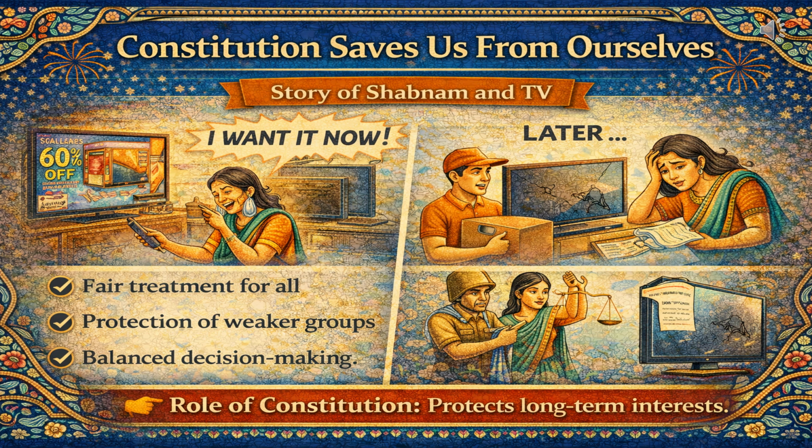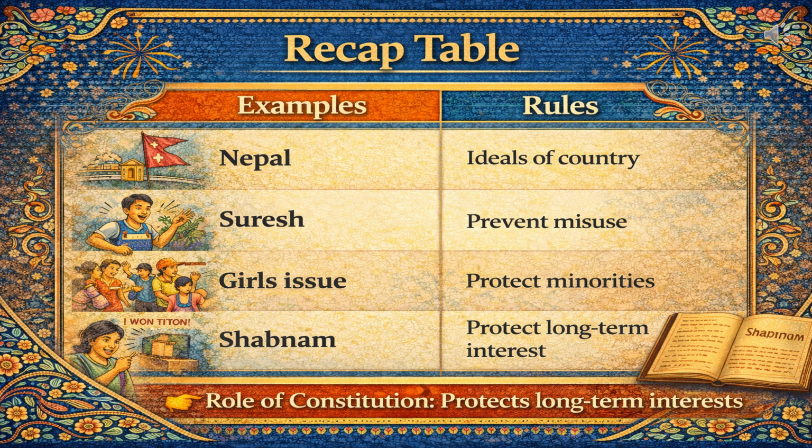Let's quickly revise what we learned. Let's connect the examples with what the Constitution does. Nepal shows ideals of the country. Suresh prevents misuse of power. The girls' issue protects minorities. Shabnam protects long-term interests. See how every story teaches us one role of the Constitution.